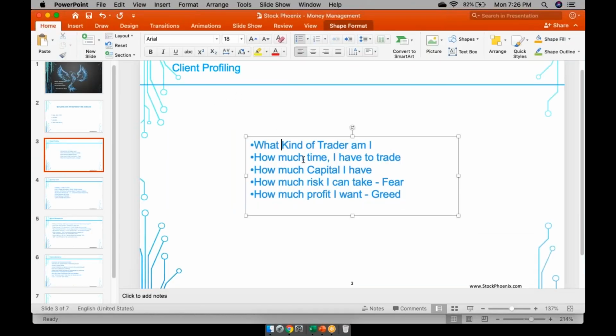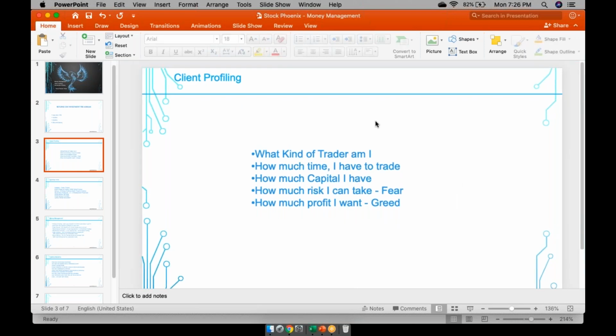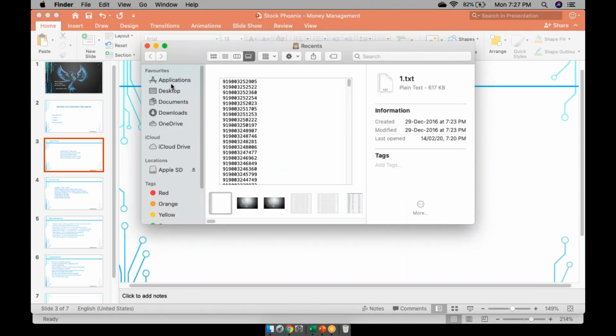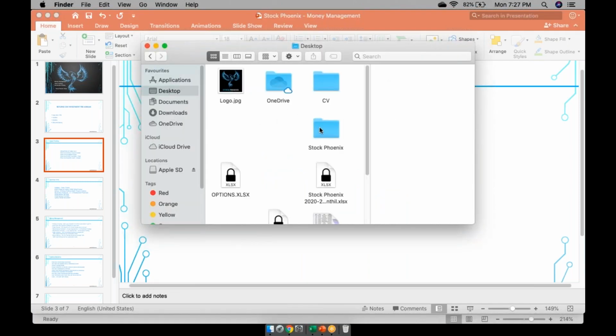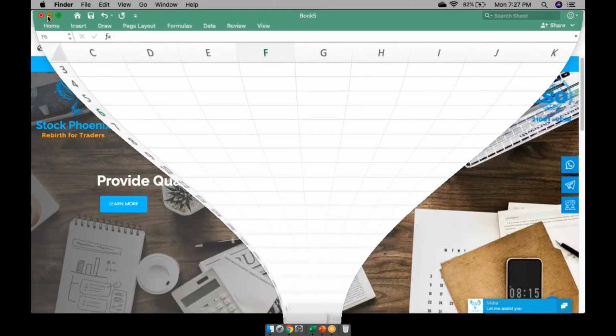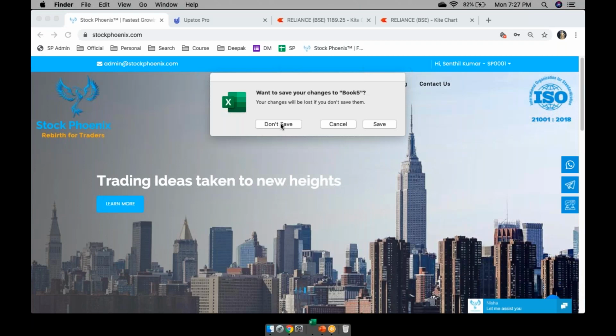So now, client profiling. It is very important. Money management comes next, and without knowing client profiling, we cannot do money management. So let's understand client profiling. Let me pull out the Excel. Our complete system will be working on Excel, because we don't believe in PPT for a complete presentation. It just gets deleted when you close it.